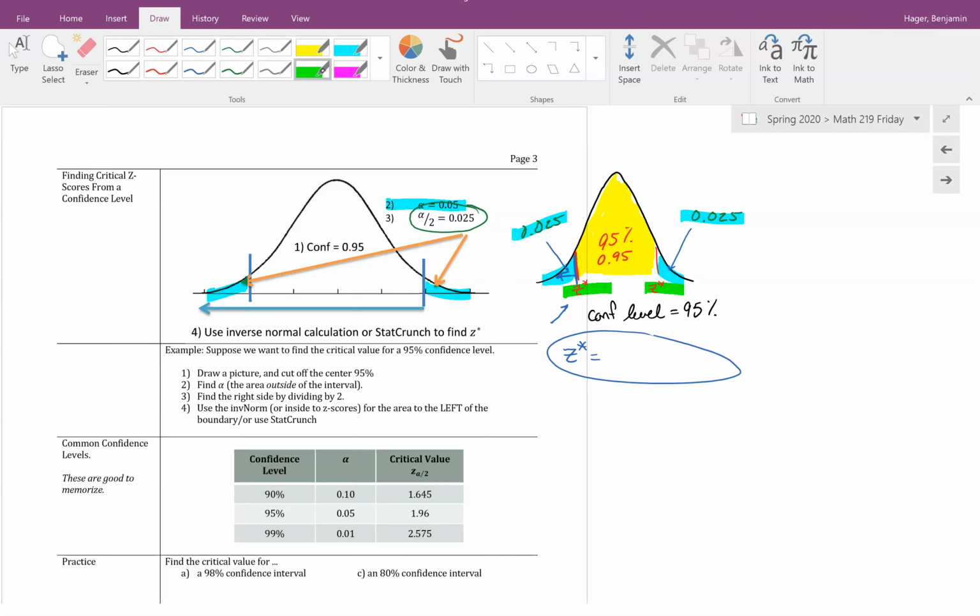I mentioned earlier that there are some very common confidence levels that we use, and those, like I said, would be 90, 95, and 99%. Alpha represents the area left in the tails here. All right, so that's what they're talking about there.